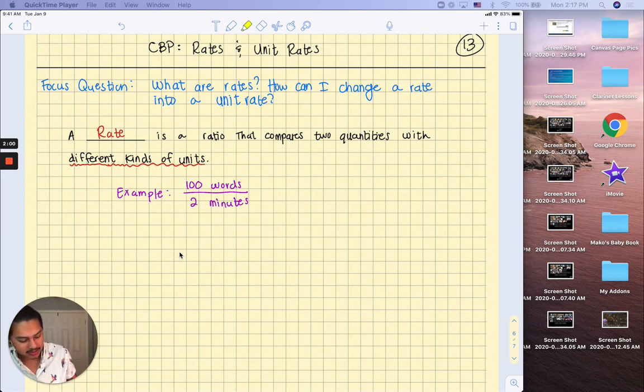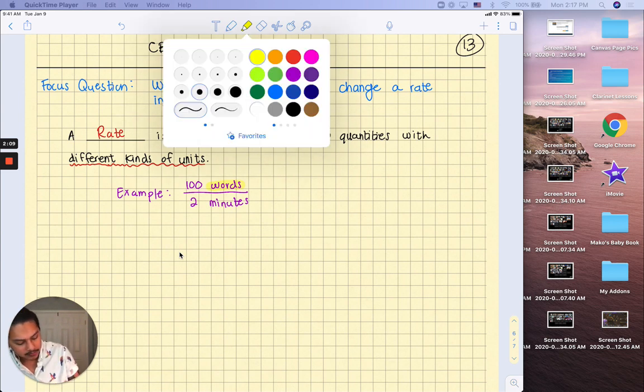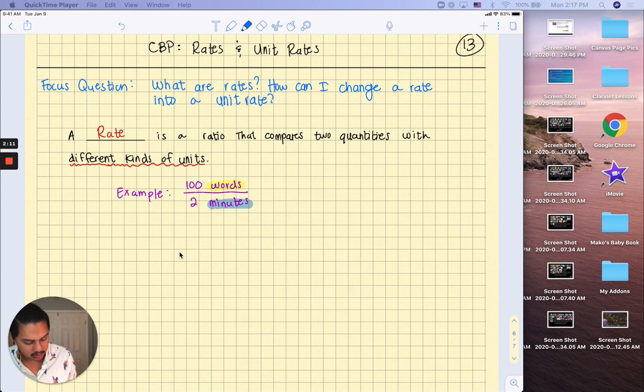So if we take a look at the top, our units are words. On the bottom, or in the denominator, our units are minutes. So we have a ratio that's comparing the number of words to the number of minutes. Different kinds of units. Okay. Now we're going to take a look at how we can change this ratio or this rate into something we call the unit rate.